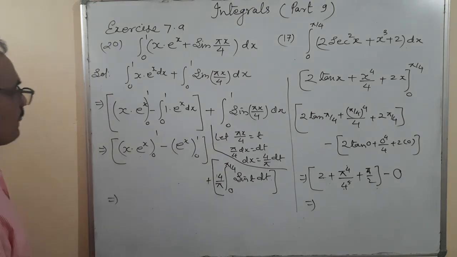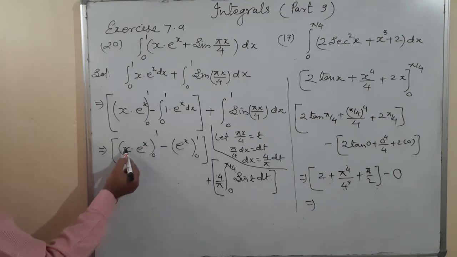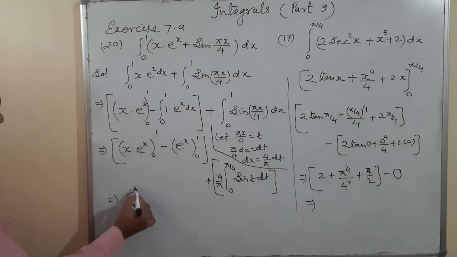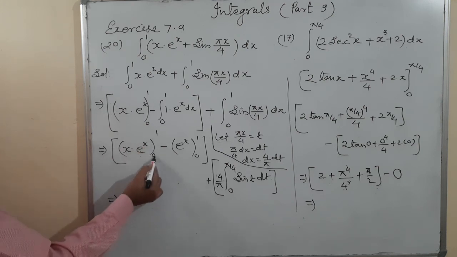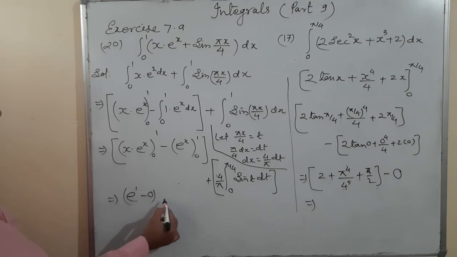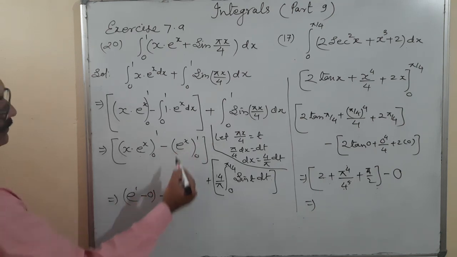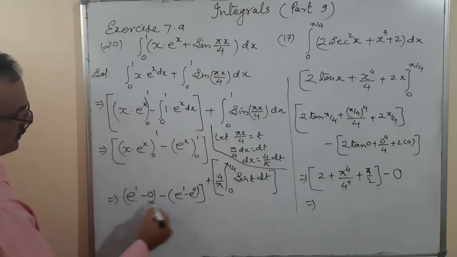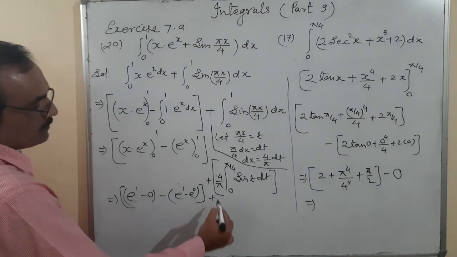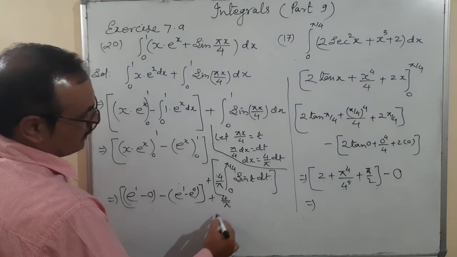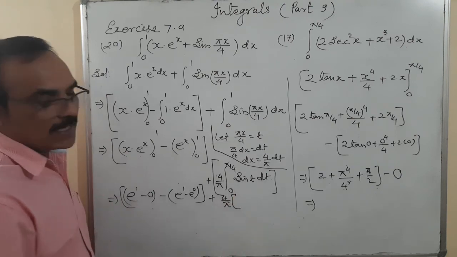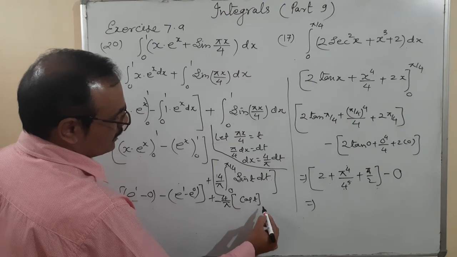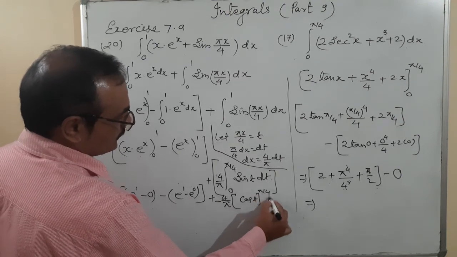Now put the limits, upper limit minus lower limit. 1 into e to the power 1, that is e, minus, when I put 0, this term is 0. Minus e to the power 1 minus e to the power 0. This term is over. Plus 4 upon pi. Integration of sin t is minus cos t, so I put the minus outside: minus cos t with limits 0 to pi by 4.